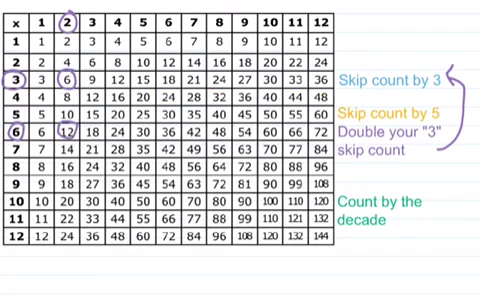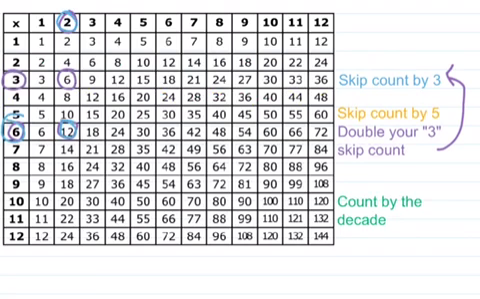So 6 times 2 would give you 12. So this is where it helps to remember your skip counting by 3's, and then you can break it down that way and double whatever your answer would be to get you to 6.